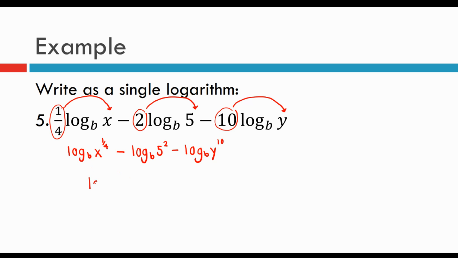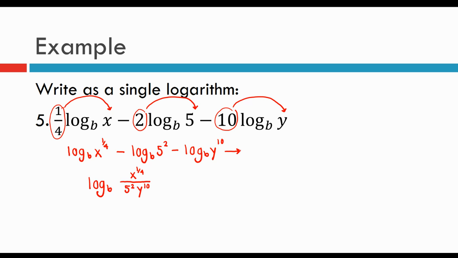All of this is log base b, so I am going to write it as log base b once. I want the only term that doesn't have a negative sign out in front, which is our very first term, to be the numerator. So we're going to have x to the 1/4 power. But then notice that we have 2 terms with subtraction signs, which means both of those terms are actually going to go in the denominator. So we're going to have 5 squared times y to the 10th power.